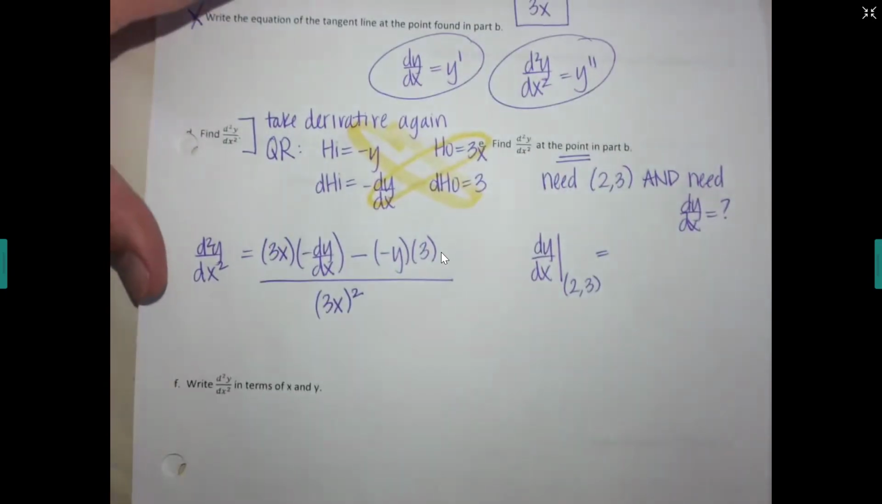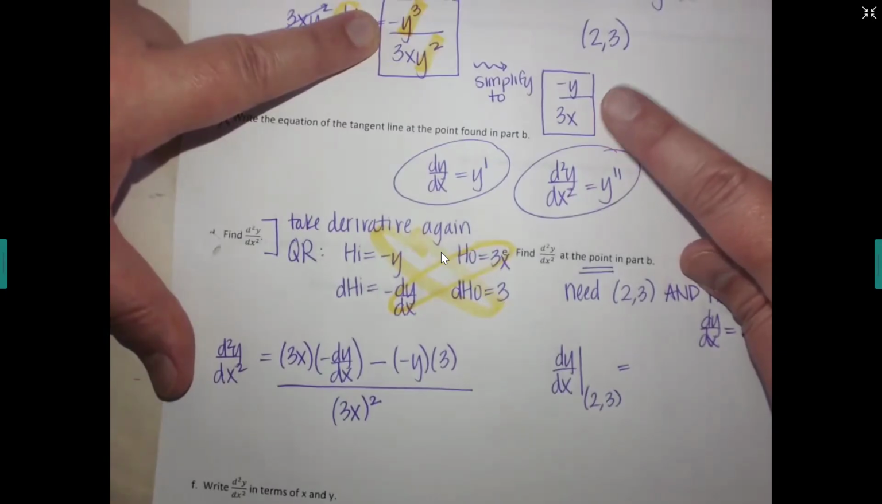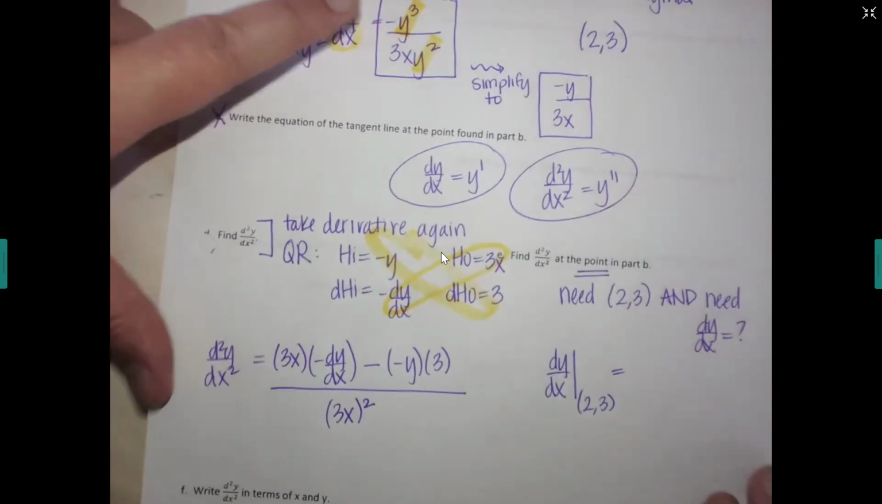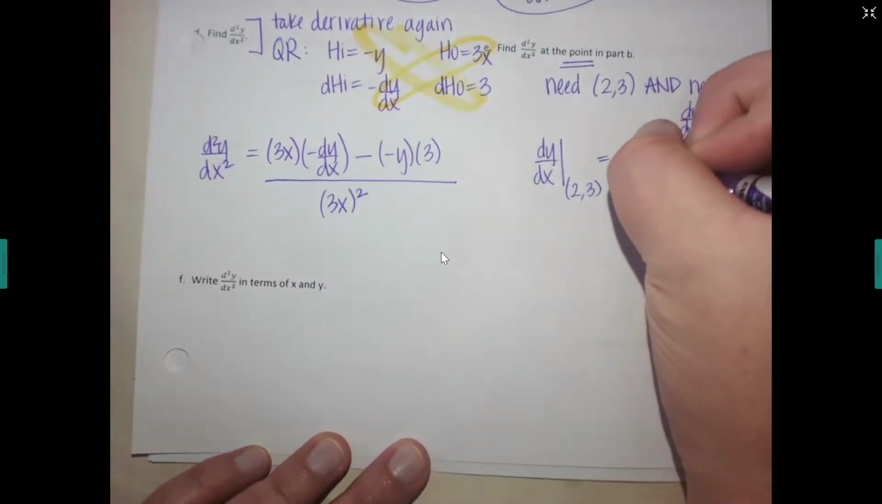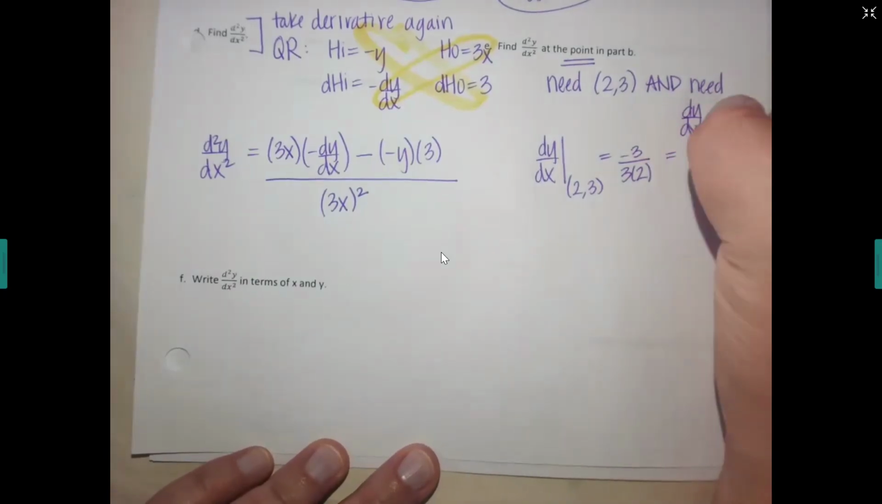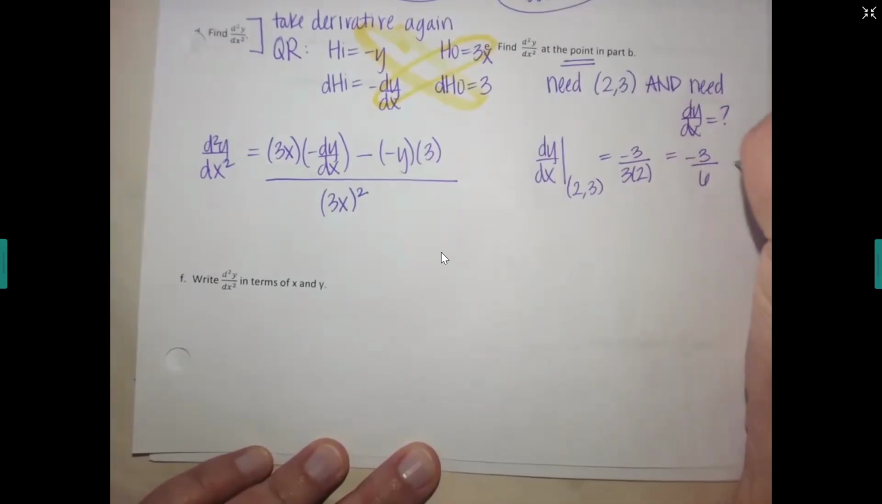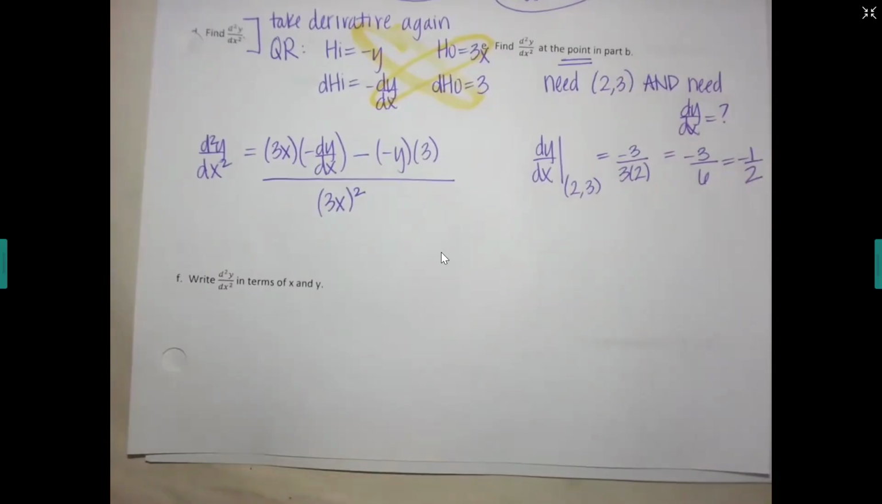And then I can plug into either one of these, but why would I use the worst one if I don't have to? So I'm going to use this one. So it's a negative y over a 3x. So it'd be a negative 3 over a 3 times 2. And then from there, that'd be negative 3 over 6, which is negative a half. So now I have every item that I need to plug into.